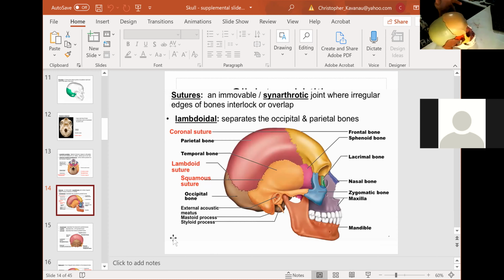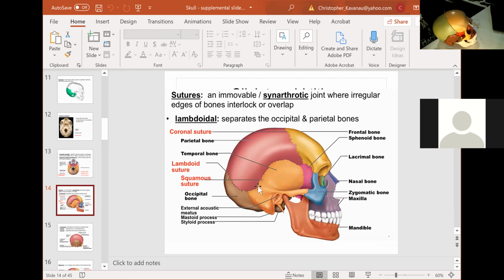Now, we just talked about the squamous portion of the temporal bone, that flat scale-like portion. Squamous literally transliterates into scale-like. And so this right here, this suture that separates the temporal bone from the parietal bone, that's called the squamous suture, the squamous suture. And so you can see that here in the PowerPoint, the squamous suture.